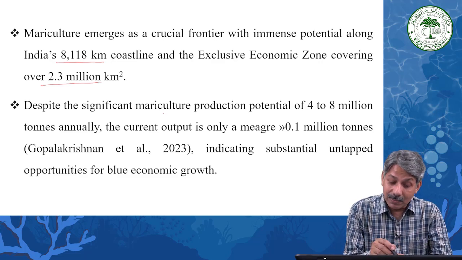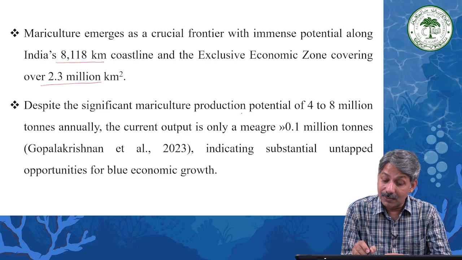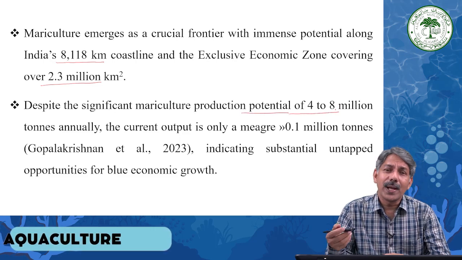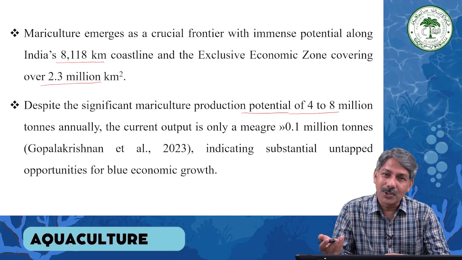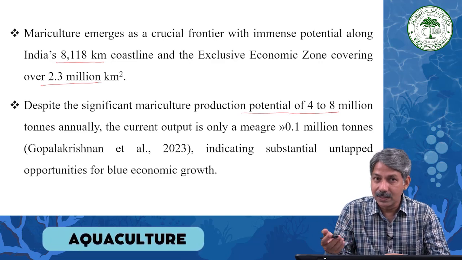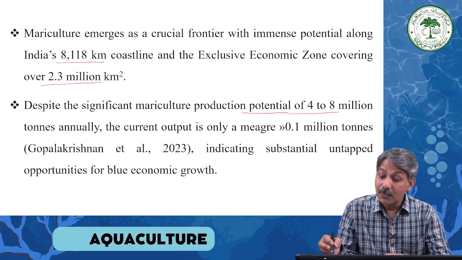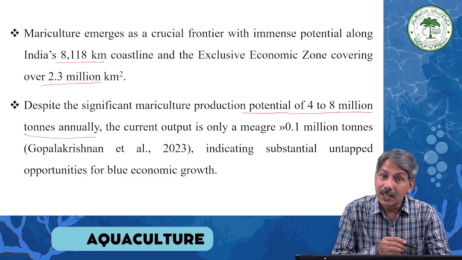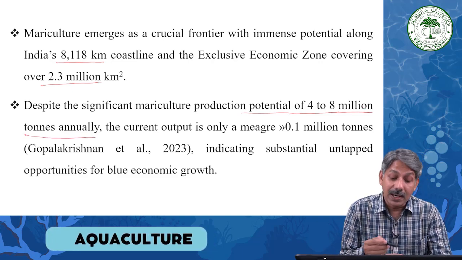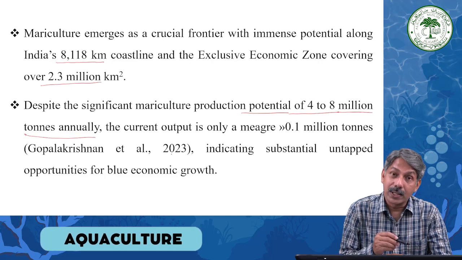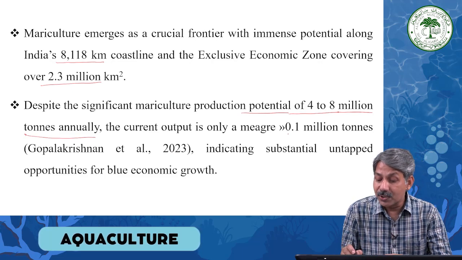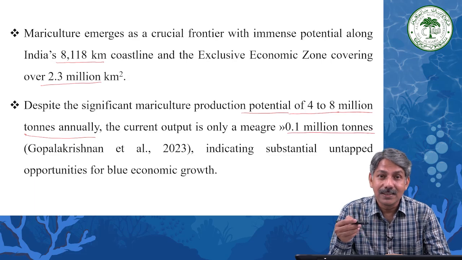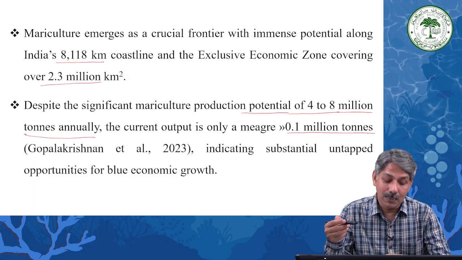Despite the significant mariculture production potential, we have very much potential. How much? 4 to 8 million tons is possible quite easily if we start managing our resources. We can produce that on an annual basis, but right now, according to a 2023 report, what are we producing? 0.1 million tons. That is not even 1 million ton.